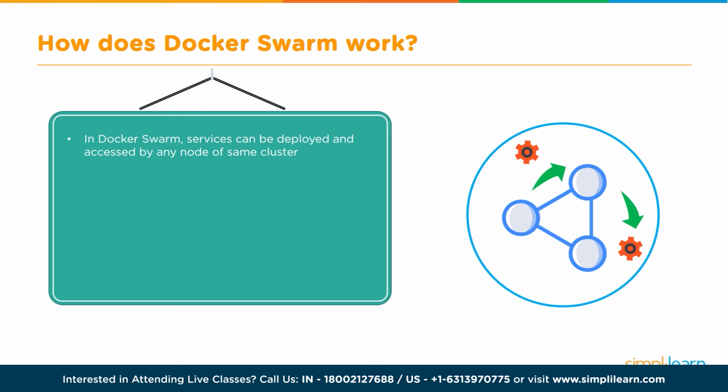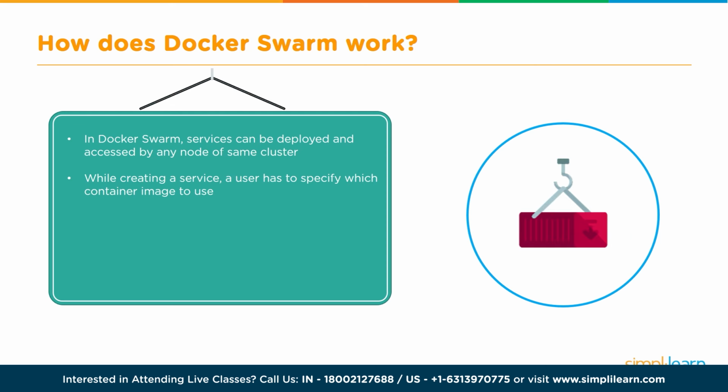So one of the big advantages of having a swarm is that once you've created the swarm, any of the services that you create can be accessed by any node of the same cluster. One of the things you do have to do, though, is specify what container image you're going to use when you're creating a new service. And you can do that either through a centralized Docker Hub environment or through your own private Docker Hub environment.